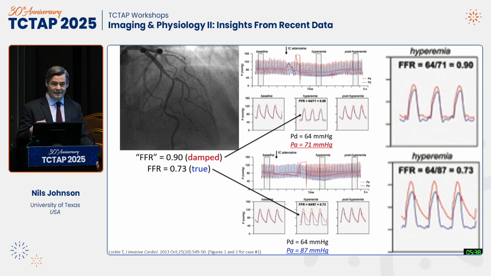They did the measurements again, but this time they were more careful. They unseated the guide a little bit, and now take a look at the redone measurements on the bottom. Actually, the coronary measurements have the same pressure, 64 and 64, but what's happened is the aortic pressure has increased from 71 to 87 because the guide has been properly unseated and there's no more ventricularization. And so the FFR apparently was 0.90, but it was actually 0.73. And so this is an example of a false negative FFR when people were not paying attention to the ventricularization problem.